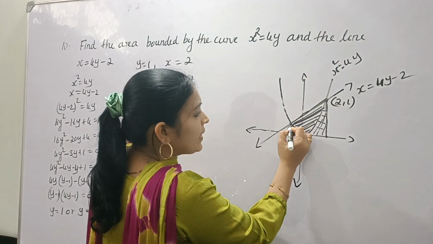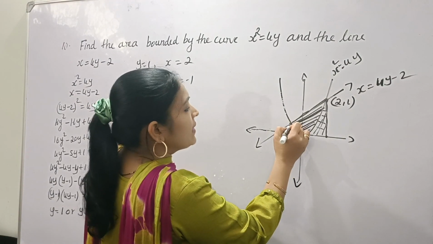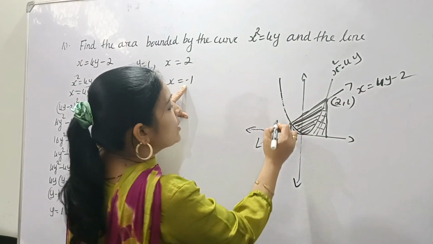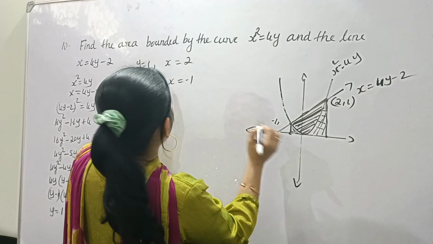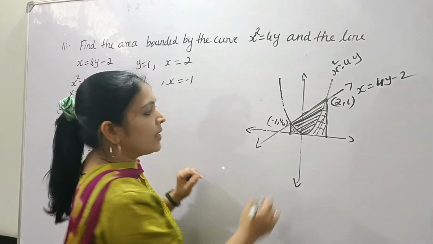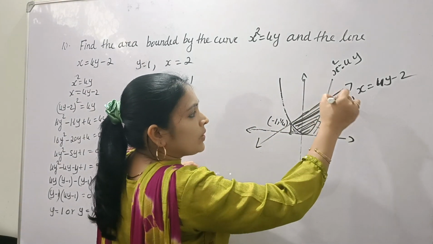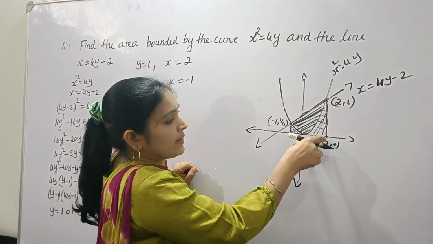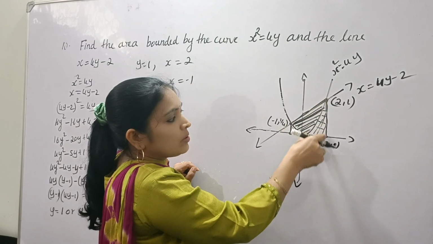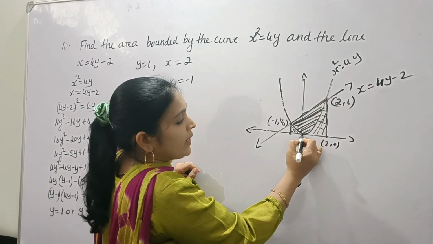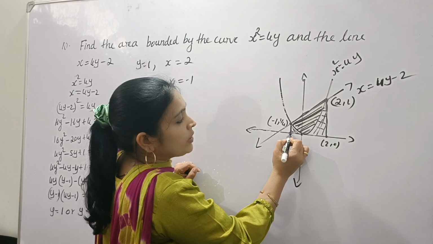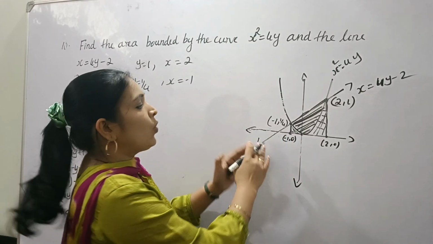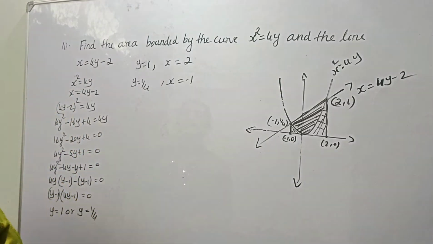And what about this one? Here this point is the intersection of this line and the curve, where x is negative. So here x is equal to minus 1 and y is equal to 1 by 4. Since this point is 2, 1, this point is nothing but 2, 0. That is x is equal to 2. This length is 2, right? So it is 2, 0. And here it is 0, 0. And what about this one? Here x is minus 1, so minus 1, 0. Okay, now we have got the limits. Now let's find the area.